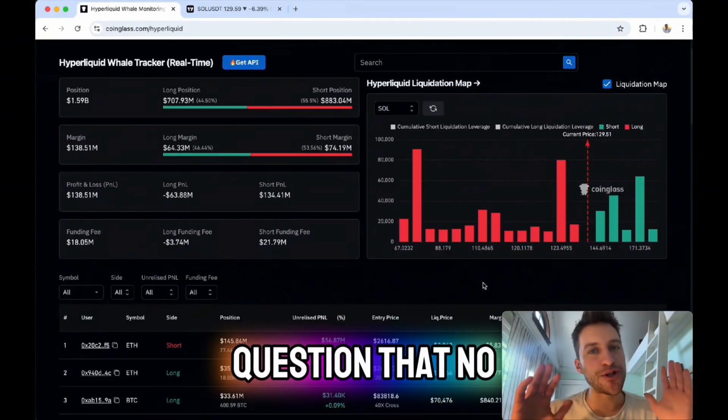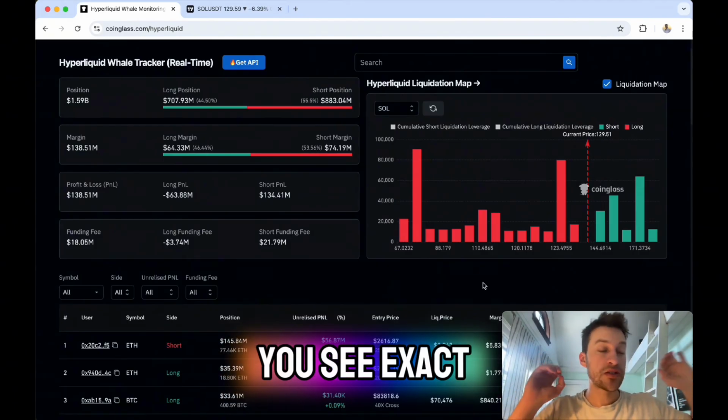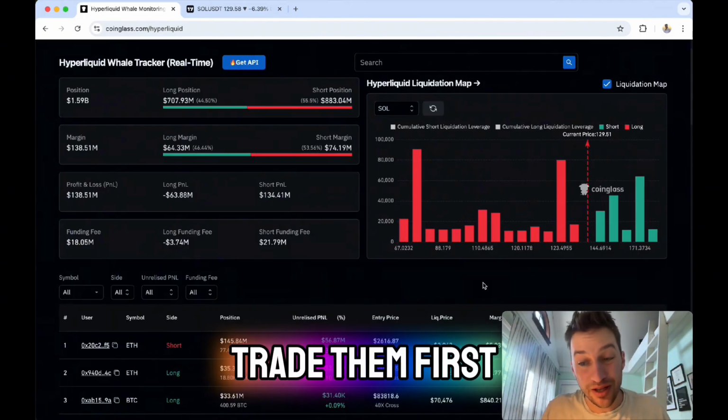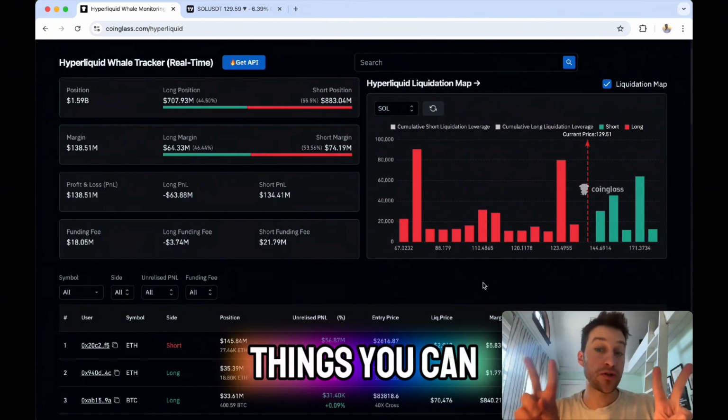Now, here's the question that no one ever answers when it comes to these real liquidation maps where you see exact traders' liquidations. How do you trade them? First of all, NFA. I have to say NFA, but there's two things you can do.